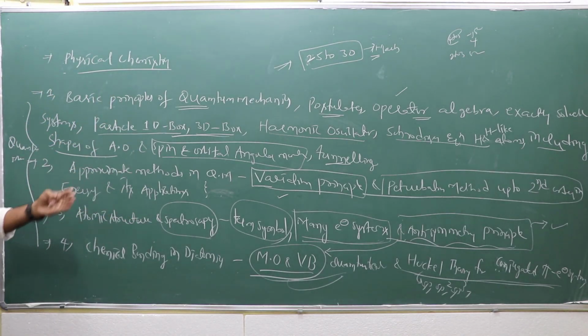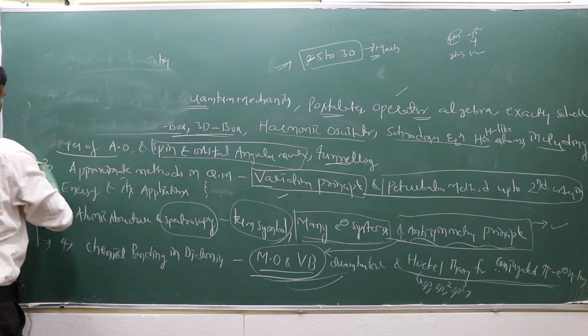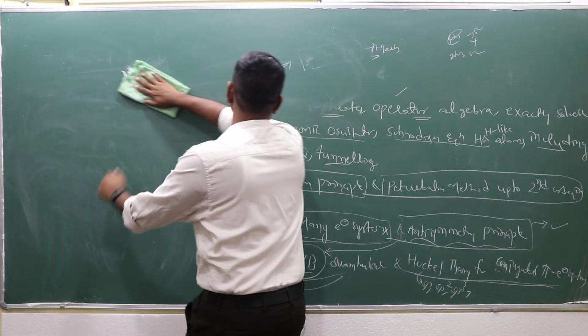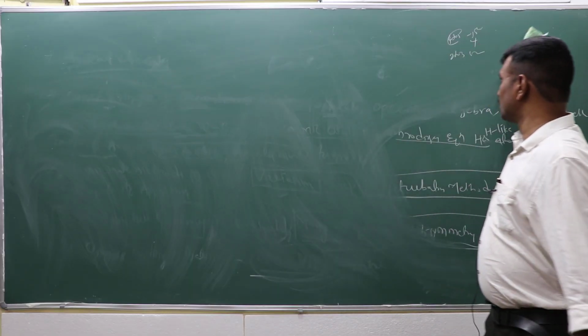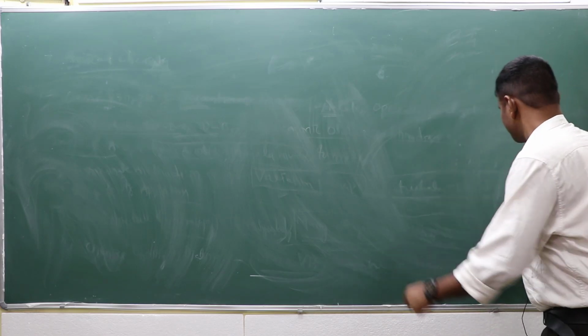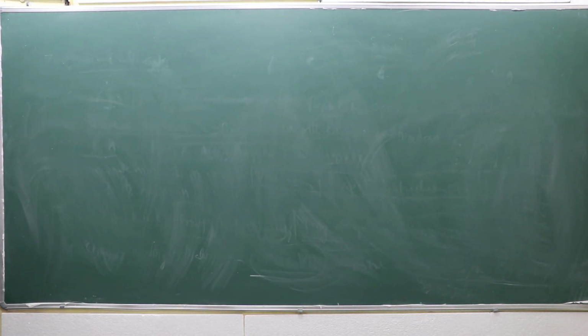So these are the 4 units mentioned, which are related to quantum mechanics. And another unit mentioned in the syllabus, the 5th unit, is related to group theory. What is the 5th unit in the syllabus? Group theory and its applications.